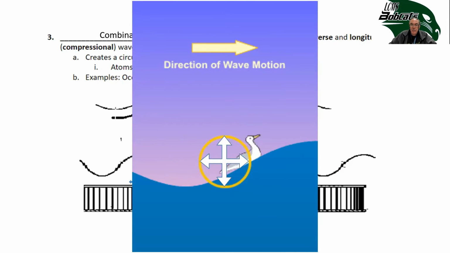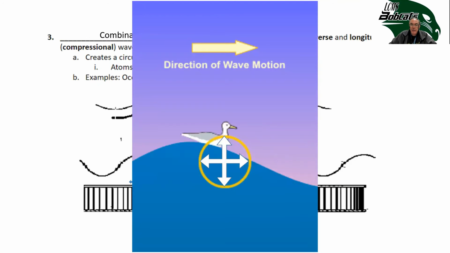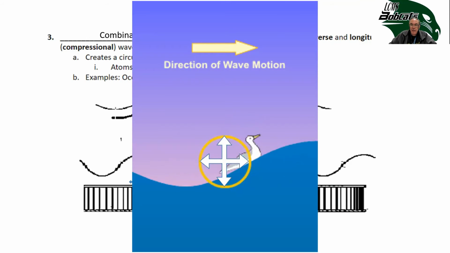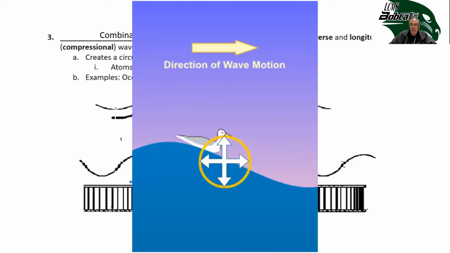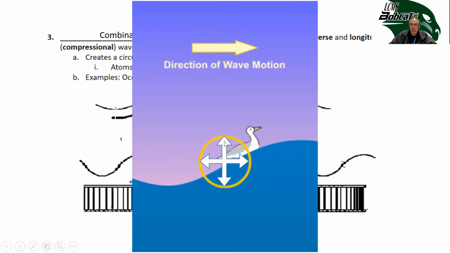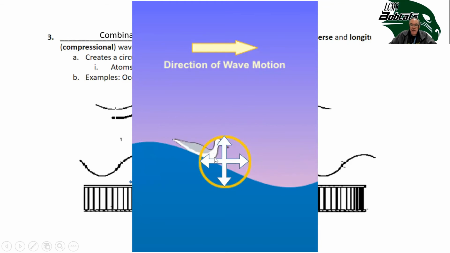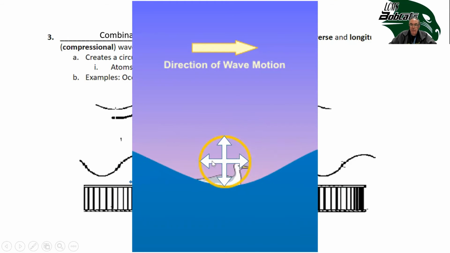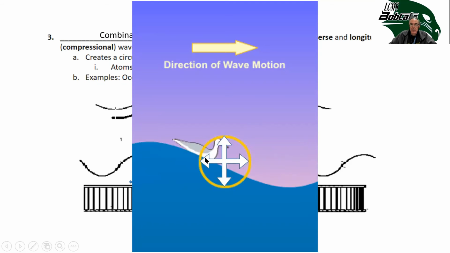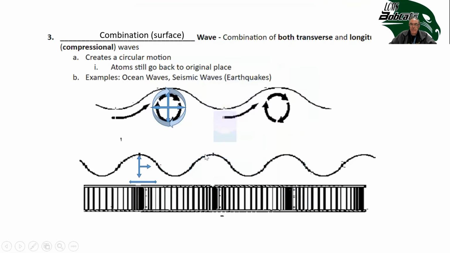Okay, and he's going up and down and up and down. He's also going back and forth. So he's going from here to here and from here to here. Okay, so when you combine the back and forth movement of one and the up and down movement of the other, you end up with this circular motion.